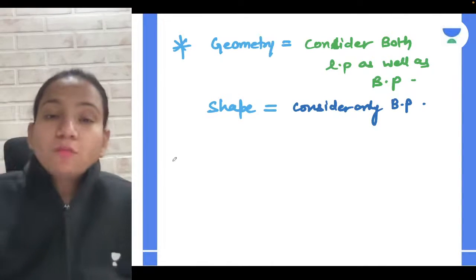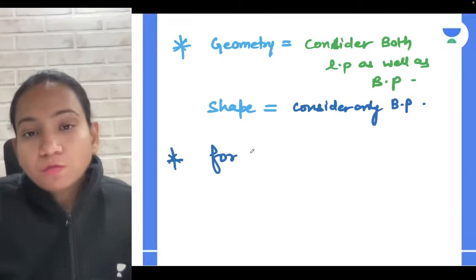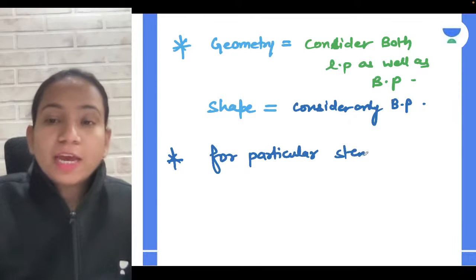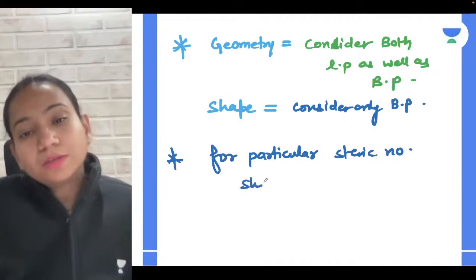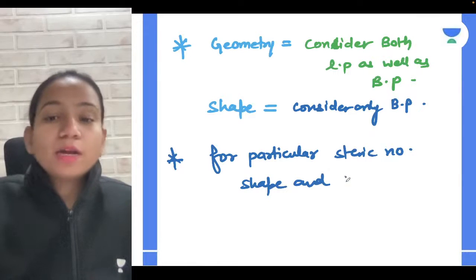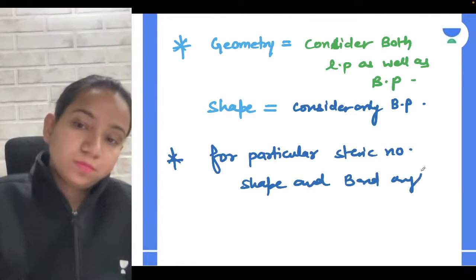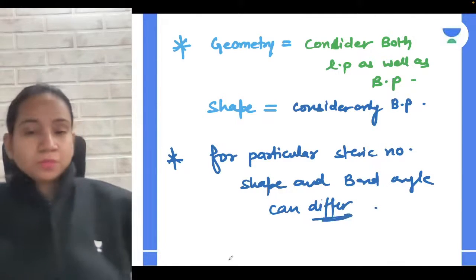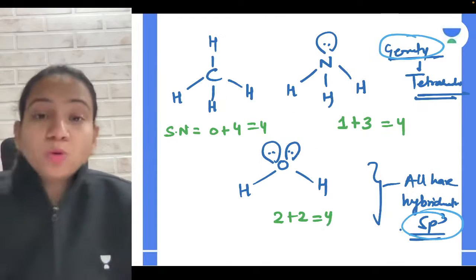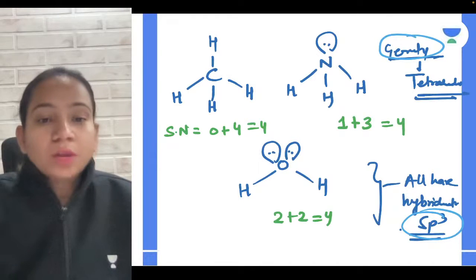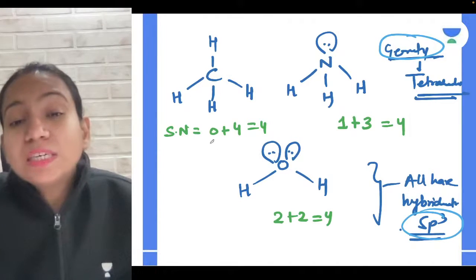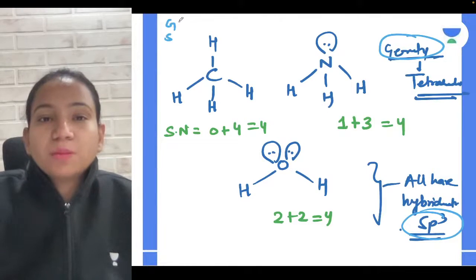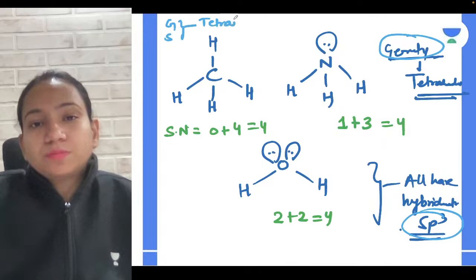So remember that for a particular steric number, shape and bond angle can differ. Why? How can you relate that? Suppose you have methane, it has 0 lone pair and 4 bond pair. So there is no lone pair to consider. So its geometry as well as shape are both tetrahedral.